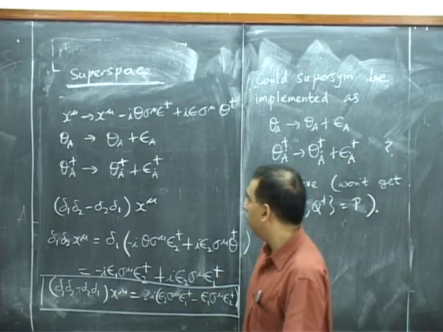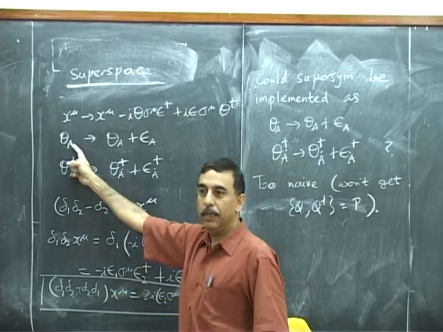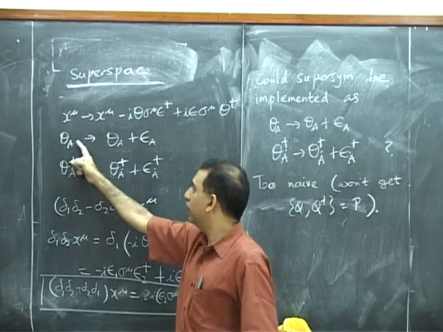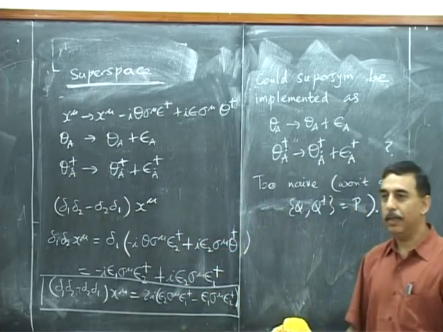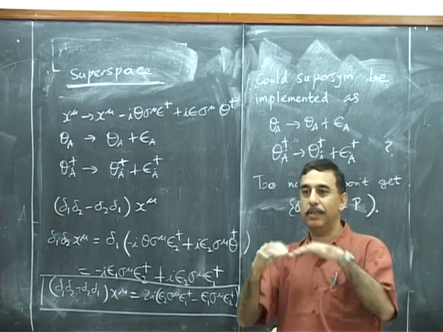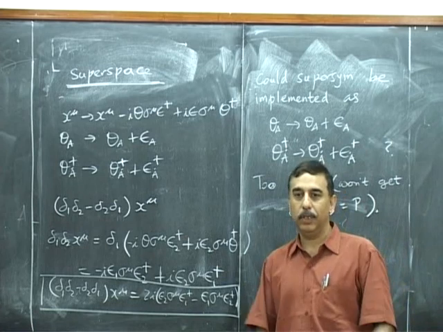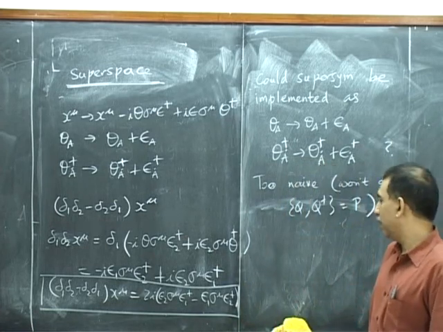If I do delta 1, delta 2 minus delta 2, delta 1 not on X but on theta, I just get 0 because theta just keeps shifting. So if I do a commutator on that, I get 0, which is correct, because the translation finally is the translation in the bosonic part, or the conventional space time part, of the superspace.